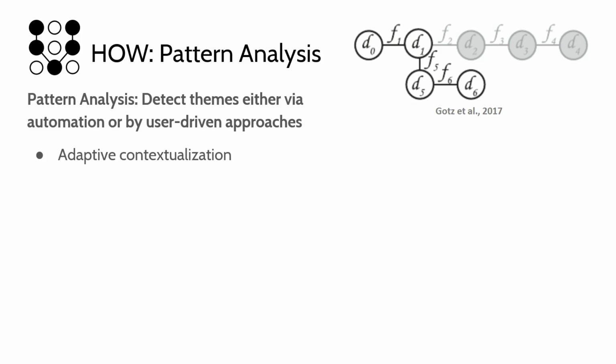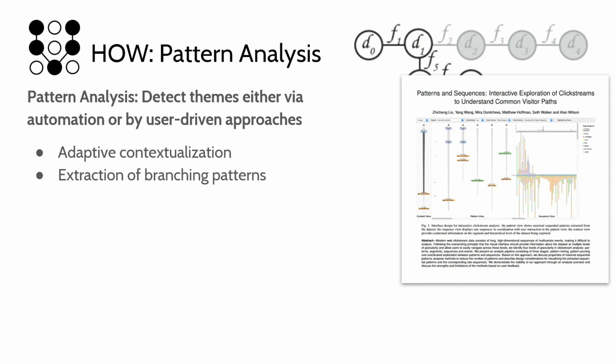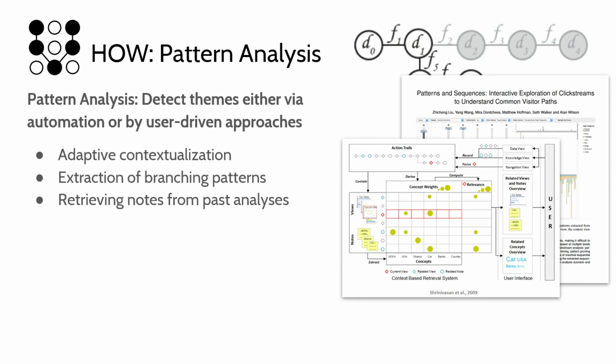With respect to automated analysis, techniques such as adaptive contextualization can compute metrics based on a user's provenance data, while visualization-centric approaches to clustering and pattern matching on collections of websites enable the detection of branching patterns in event sequences. Similarly, notes and concepts that log past analyses can be retrieved using systems like Harvest.